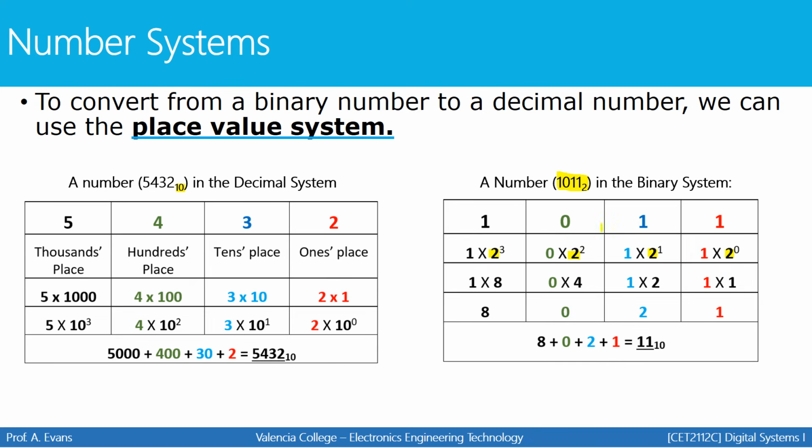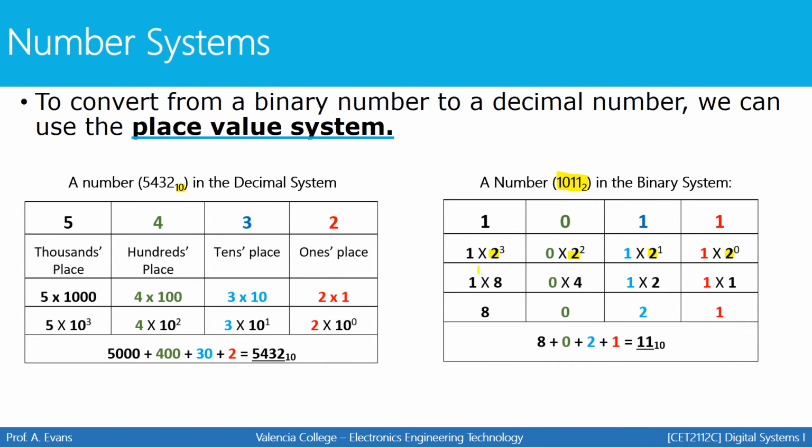So with the number 1011, my place values begin at the right, extend to the left, and they begin with 2 to the 0, 2 to the first, 2 squared, 2 to the third power. Then we simply take each number on top and multiply by that place value. So in this place value, we have 1 times 2 to the 0 power. This place value, we have 1 times 2 to the first power. This place value, we have a 0 times 2 to the second power. And for this place value, we have a 1 times 2 to the third power.